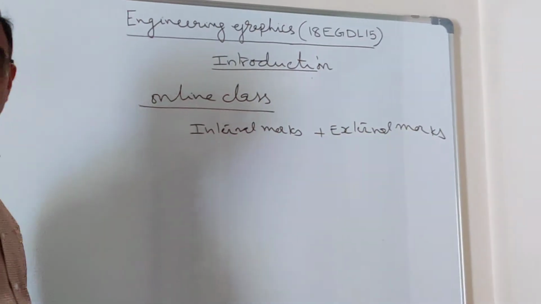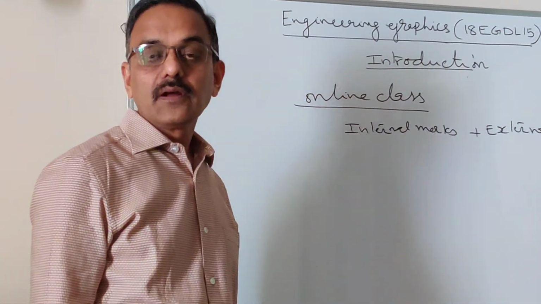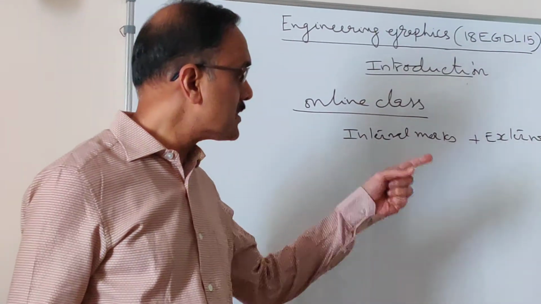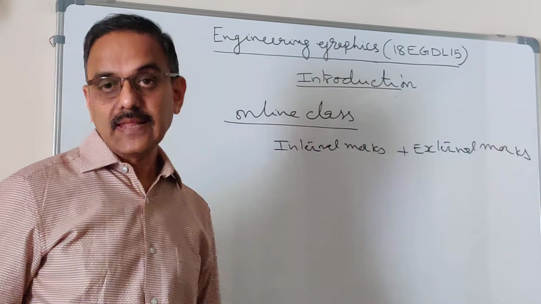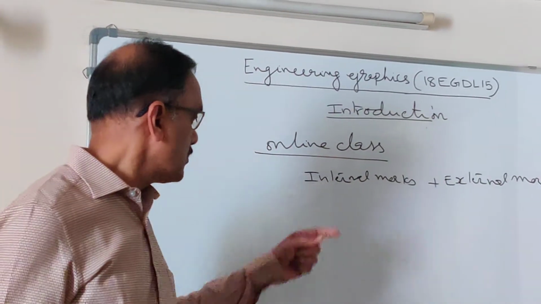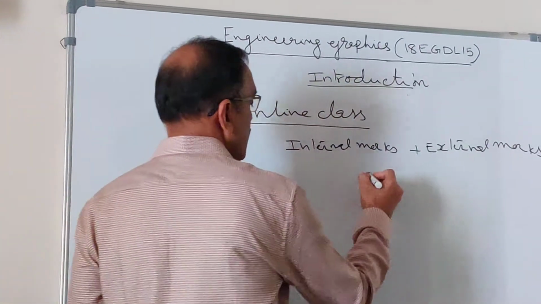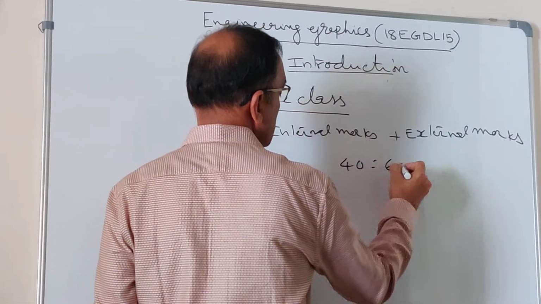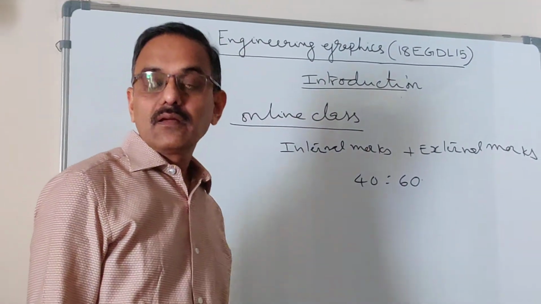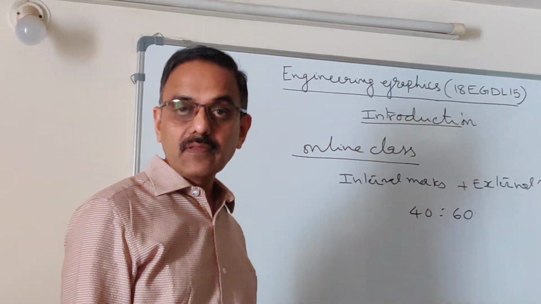What are internal marks and what are external marks? Internal marks are awarded by we, the faculty, whereas external marks are awarded through an external examination. Now, what is the weightage, or what is the ratio? The ratio is 40:60. 40:60 is the ratio of internal and external marks.